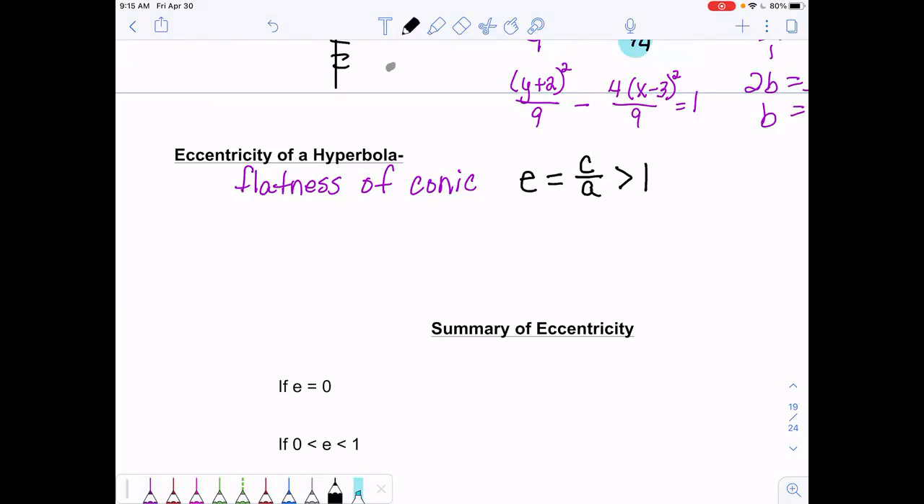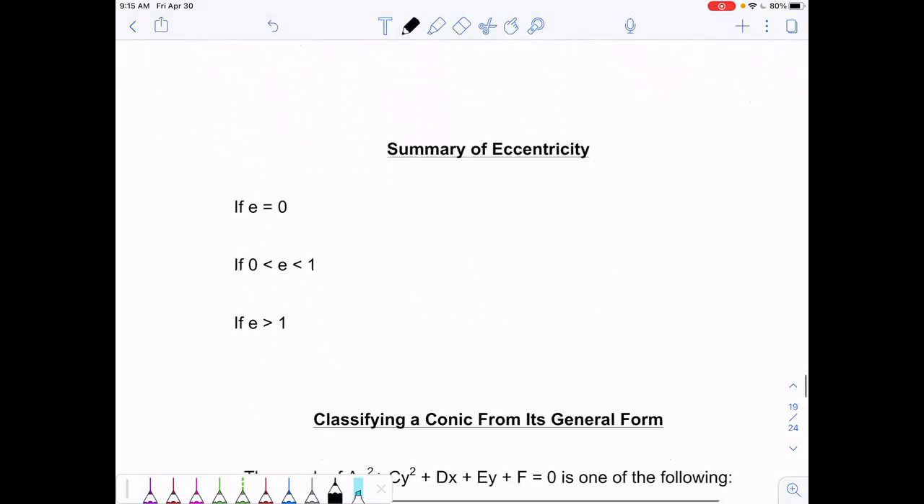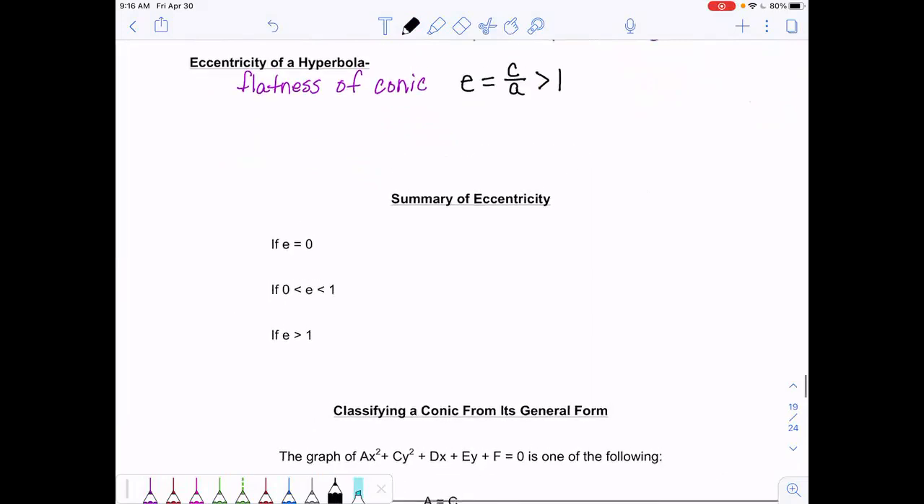So down below, we're going to do a little summary of eccentricity. And the first one says E is equal to 0. E is equal to 0 when the conic is what? Think about the 4 conics. Eccentricity is the distance from the center to the focus, C, and the distance from the center to the vertex, A. Why would an eccentricity be 0 for one of those conics?